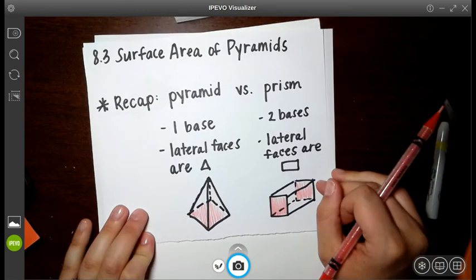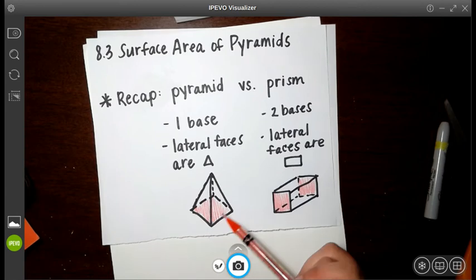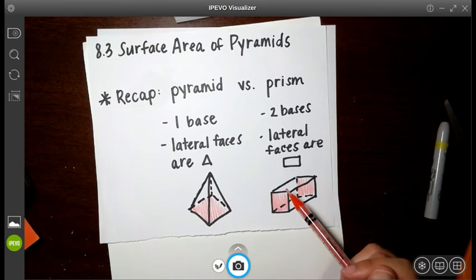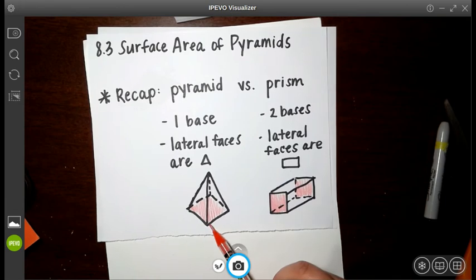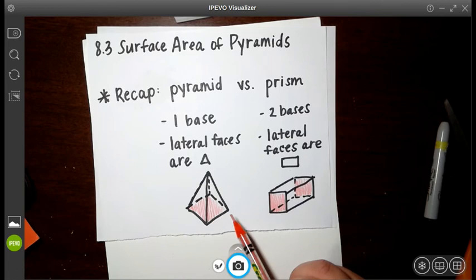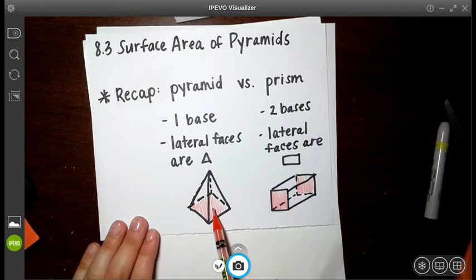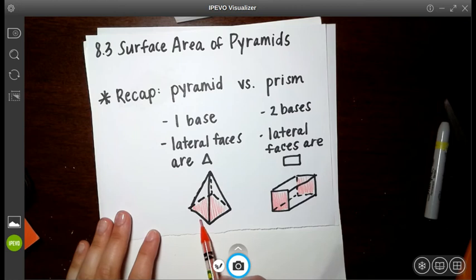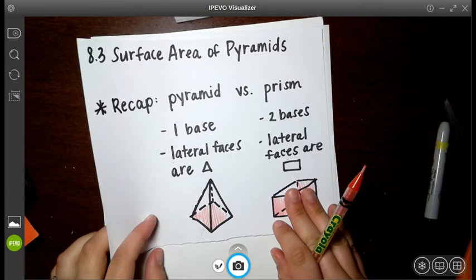This time you're still counting the number of faces, you're still finding the area of each face, and you're still adding them all up. So the process is the same. It's just a little bit different now because the number of faces will be different. But today we're working with a square pyramid, so that means the bottom is going to be a square. So let's take a look at an example.